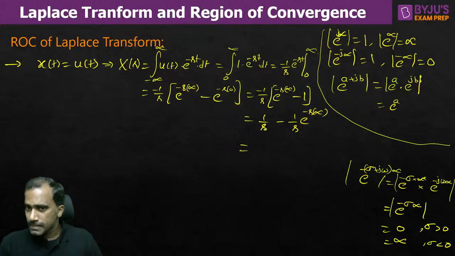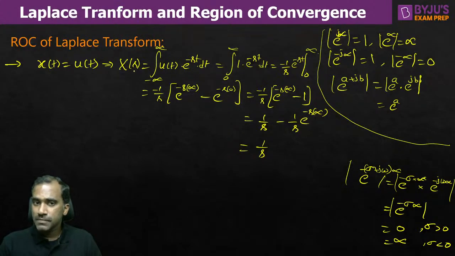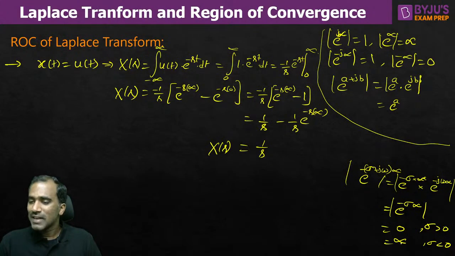So the answer is 1 by s, and this value e^(-s·infinity) can be 0 or it can be infinity. But what values are we interested in for the Laplace transform? Are we interested in infinite values? If you get an infinite value, then the Laplace transform is not well defined. We don't want that case. Whether it is Fourier or Laplace or any transform, we always want them to be well defined.